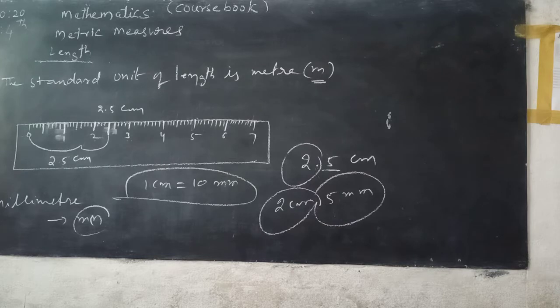So once you count from 0 to 1, after that how many divisions are there? After 1 you can count 6 divisions. That means 10 plus 6 is 16 millimeters. 16 millimeters. Now the next, third one, the pencil.